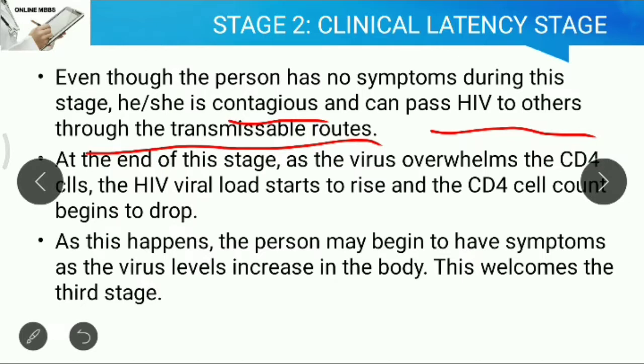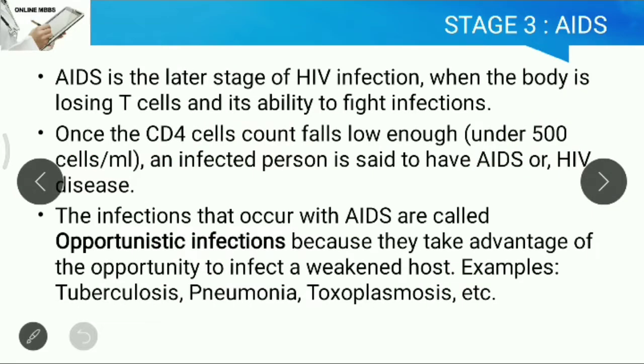At the end of this stage, as the virus overwhelms the CD4 cells, HIV viral load starts to rise and CD4 cell count begins to drop. As this happens, the person may begin to have symptoms as the virus level increases in the body. This welcomes the third stage, which is also known as AIDS. AIDS is the later stage of HIV infection, when the body is losing T cells and its ability to fight infections. Once the CD4 cell count falls low enough, under 200 cells per microliter, an infected person is said to have AIDS or HIV disease.